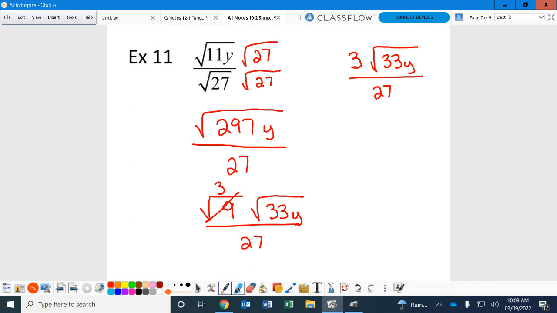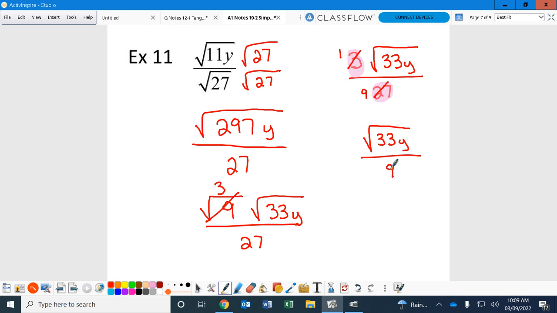The numbers that I can simplify would be the 3 and the 27. Grab your calculator, it'll do it for you. Type 3 fraction button 27. The 3 turns into a what? 1. The 27 turns into a 9. So guys, do we write 1 square root of 33y? No, we just write the square root of 33y all over 9.